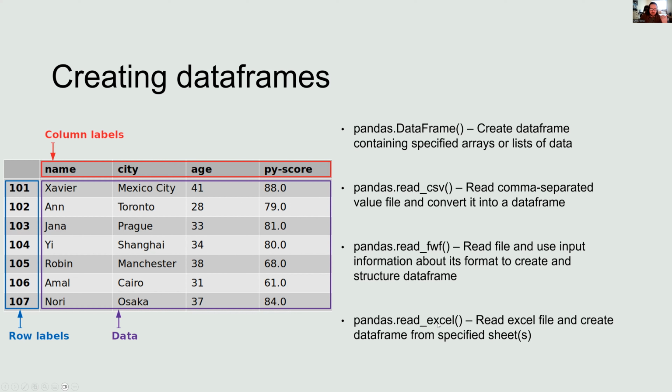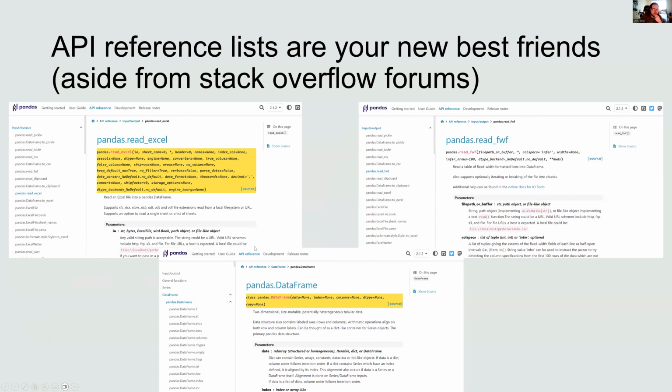Then with read_excel, this is handy if you have a data file that has multiple sheets. So you can import the Excel file as it is and specify to create a data frame for each sheet, or specify which specific Excel sheet you want to use. It's basically the read_csv function, but more specific to Excel files.